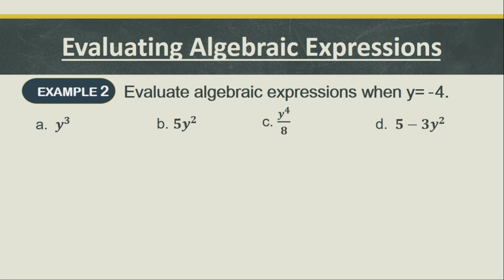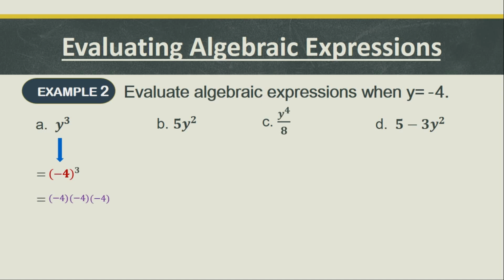Let's start with y cubed. By substituting the value of y, we have equals negative 4 cubed. Make sure negative 4 is enclosed in parentheses. Lately we discussed exponent. Here in this expression, the exponent is 3, meaning we need to multiply negative 4, the base, by itself 3 times. And to simplify this, we can rewrite this as negative 4 times negative 4 times negative 4, right?